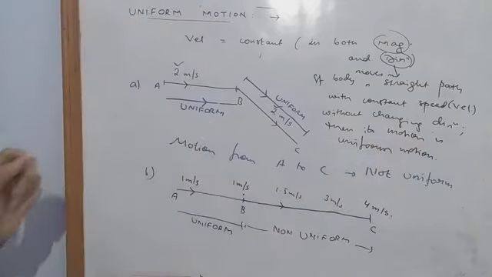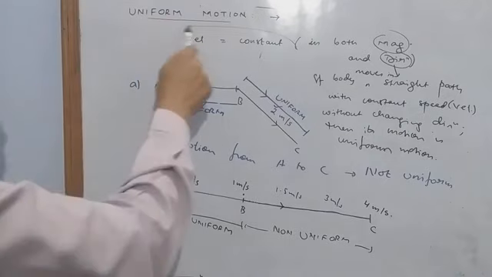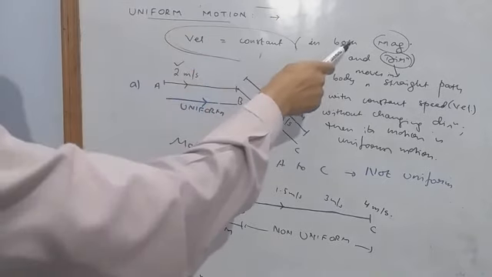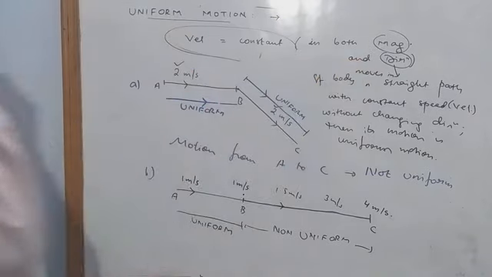This is a very important concept. So in one sentence, if you are asked to define uniform motion, you can simply say: motion of a body is said to be uniform if its velocity is constant. You can elaborate it. It means it should have both constant magnitude as well as constant direction.